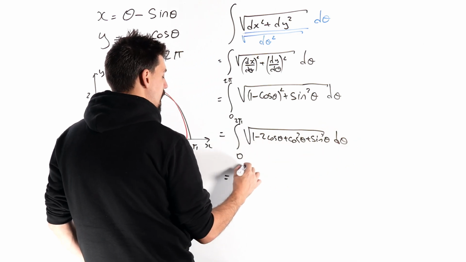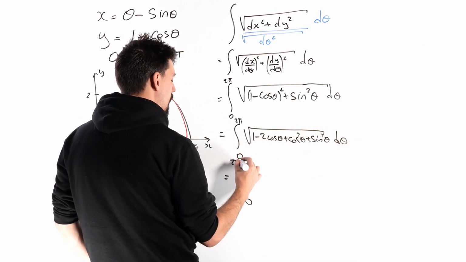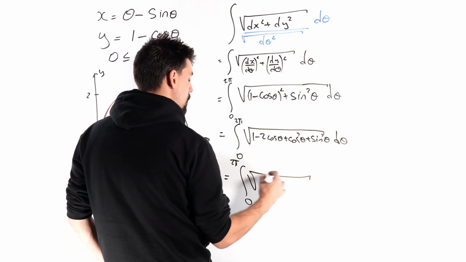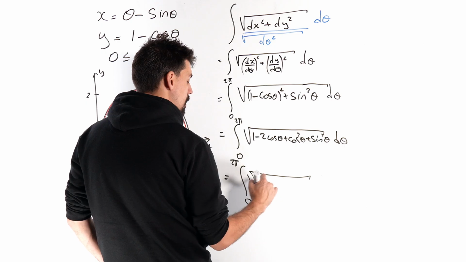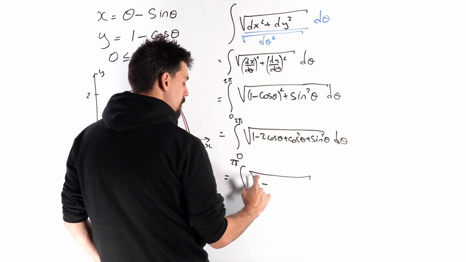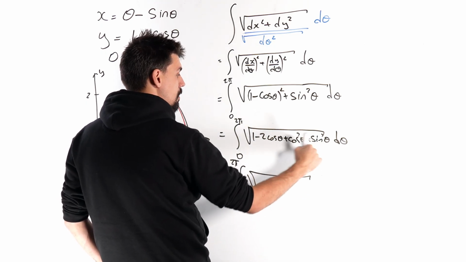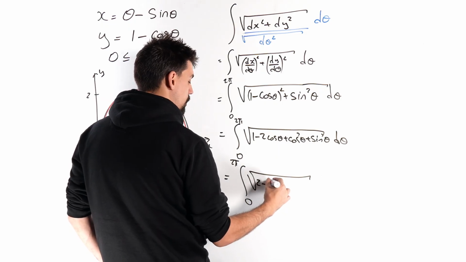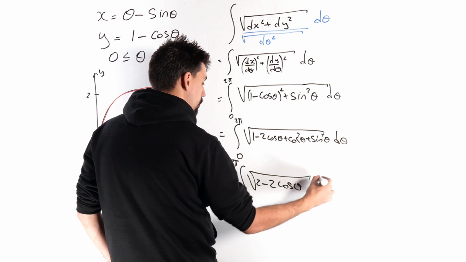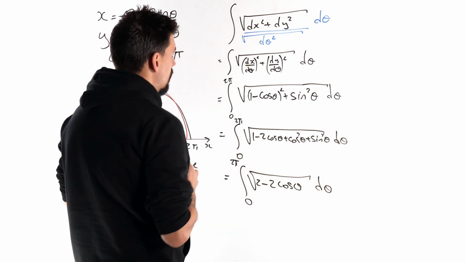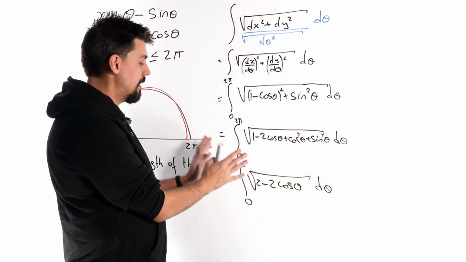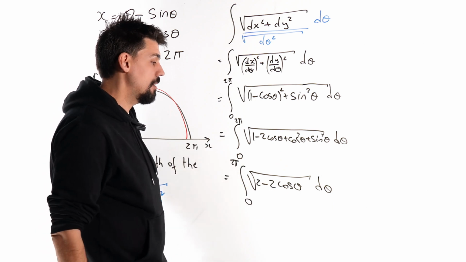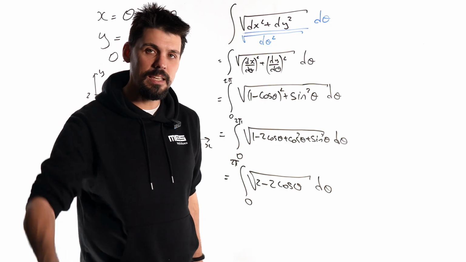So what this comes in as is the integral between 0 and 2 pi of the square root of 1 minus, no, because cos squared plus sine squared is 1. So 1 plus 1 is 2. This is the integral that I need to deal with, the integral of the square root of 2 minus 2 cos theta. Easy? Let's find out.